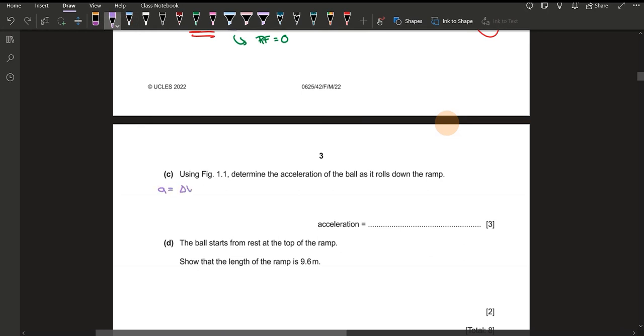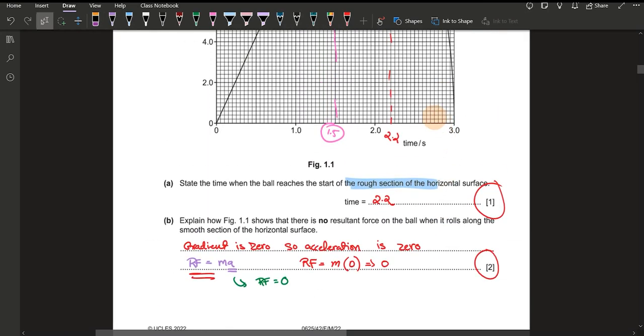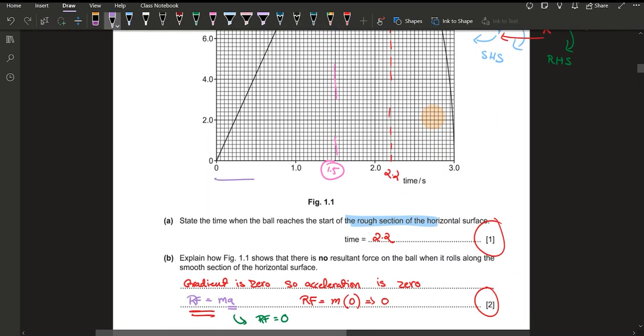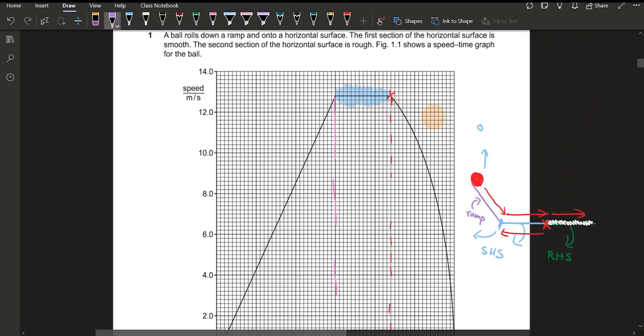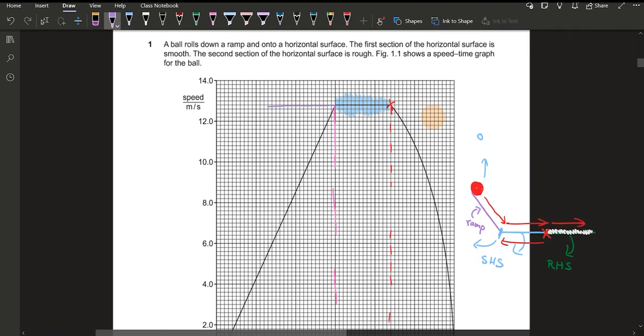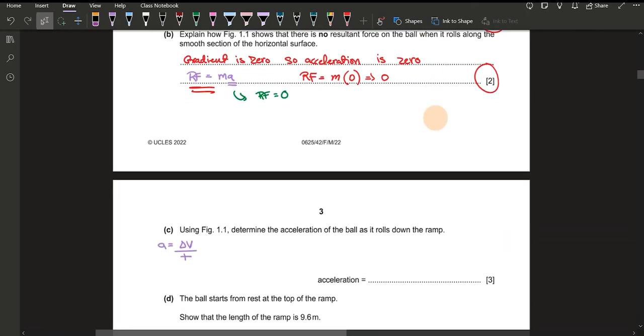Acceleration equals change in velocity divided by time. If we see the time here, the time is this 1.5 seconds and our speed is over here, which is approximately 12.8 because this is 13. So we have time equals 1.5, and we have our final velocity, v2 equals 12.8, and we have our initial velocity, which is equal to 0. So we can put our values in.